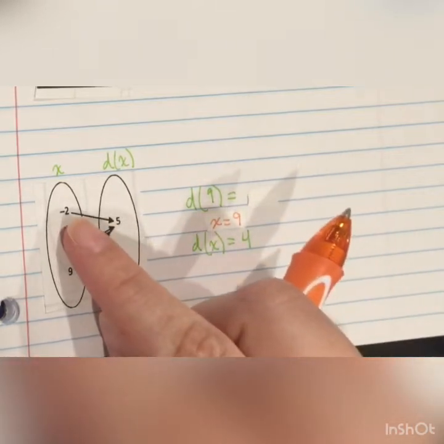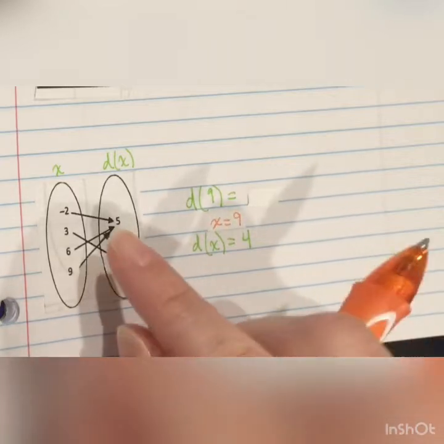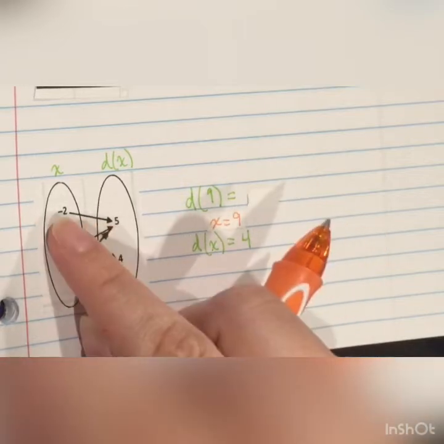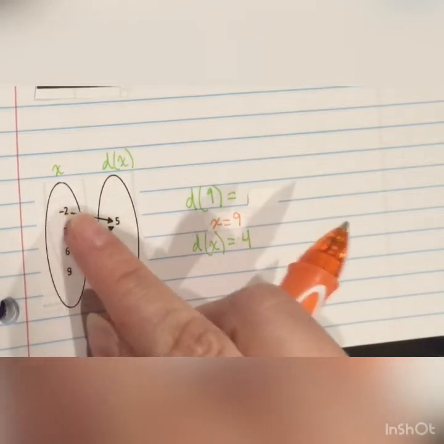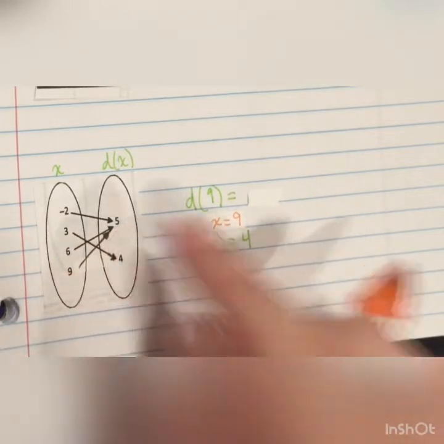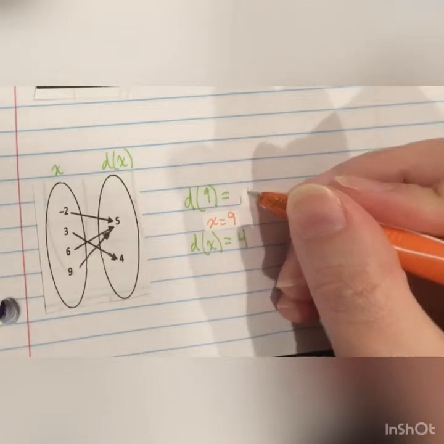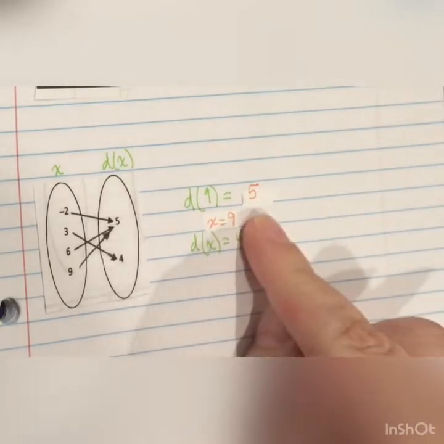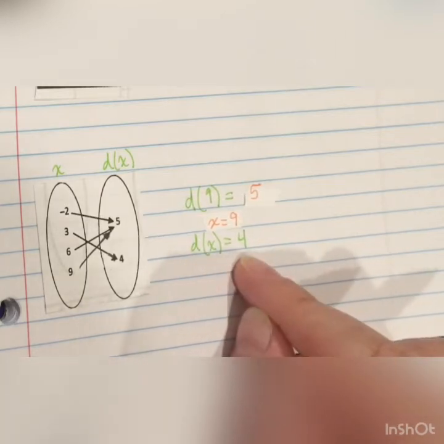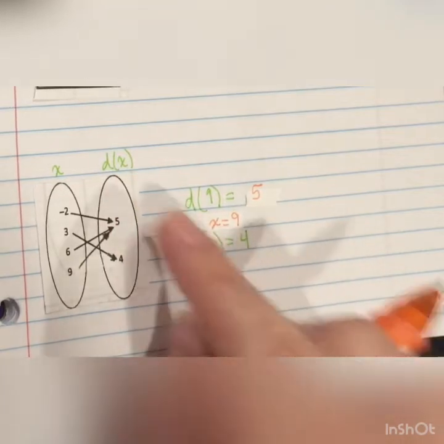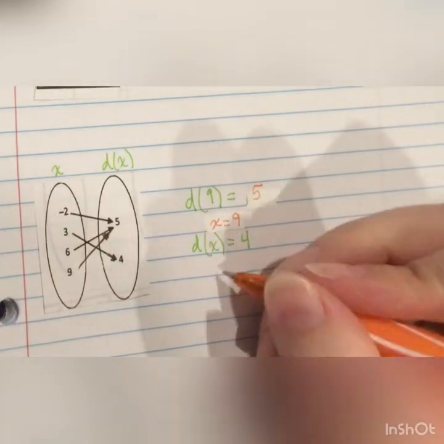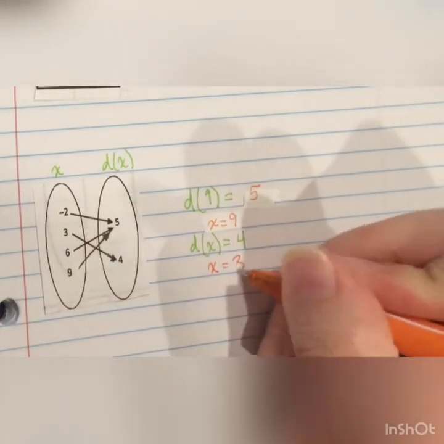as long as two arrows are not coming out of one input, because that would mean that, like, if we had -2 going to 4, it could go to 5 or 4. We never want that. We don't want two arrows coming from the same number. But here again, our output is 5. So we have d of 9 equals 5. And here again, it is mixed up, and now it's giving us our output value. So if we go under d of x and we see 4, we can trace the arrow back to 3. So that's saying our x value is 3.